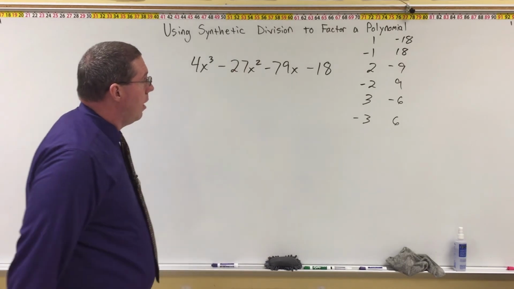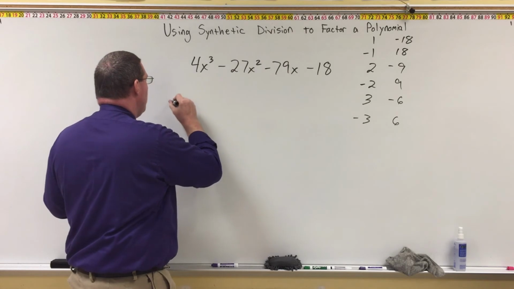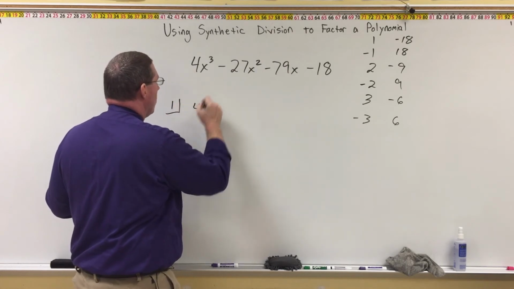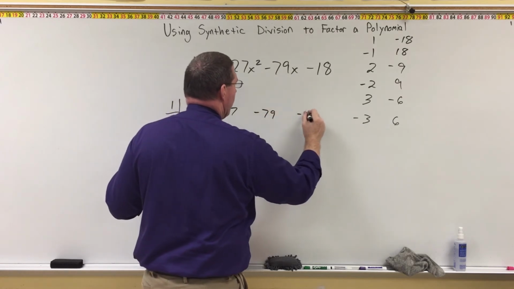So there's our list. What do we got? 12 possibilities here. So let's start with 1. We'll put a 1 up here. Then we'll put our 4, our negative 27, our negative 79, and our negative 18.